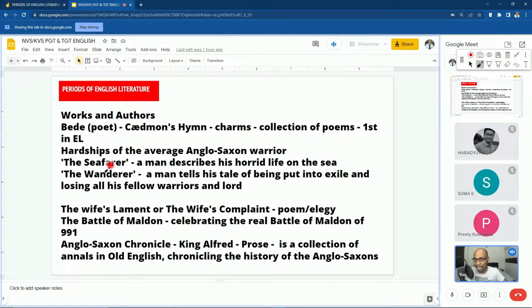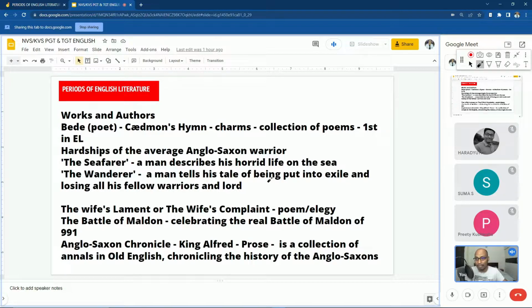So what is the main theme of The Wanderer? A man tells his tale of being put into exile and losing all his fellow warriors and lord. So you need to remember these lines exactly. The theme of The Seafarer is a man describes his horrid life on the sea, and The Wanderer is a man who tells his tale of being put into exile and losing all his fellow warriors and lord. So their plight, their misery, their problems were shown in The Seafarer and The Wanderer.